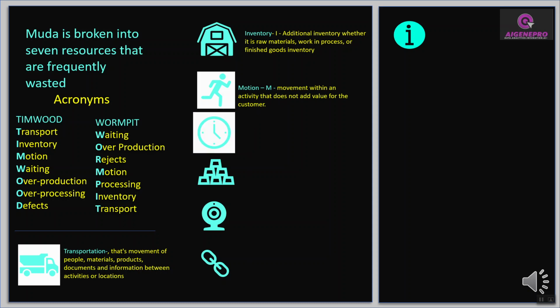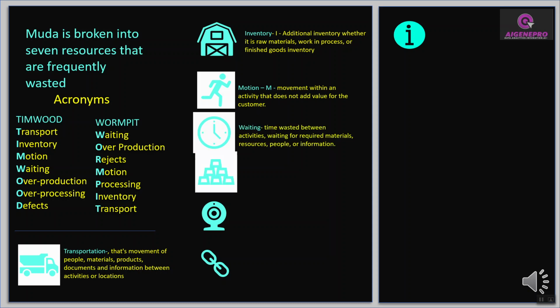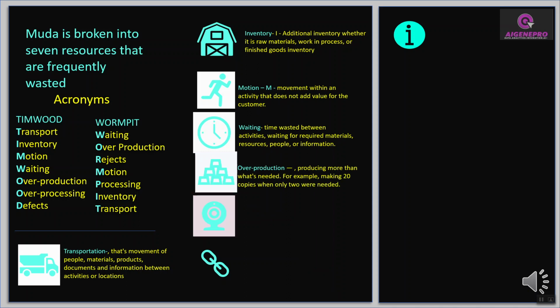Motion: movement or motion in an activity that does not add value for the customer. The motion can be of materials, men or even information. After studying the course on process maps, you will be able to quickly identify the non-value-added motion within the process. These can then be taken out using value stream analysis or 5S. Both of these will be taught in an upcoming course. Waiting is time wasted between activities, waiting for required materials, resources, people, or information. This type of waste can easily be detected by a well-designed and well-run workforce management team.